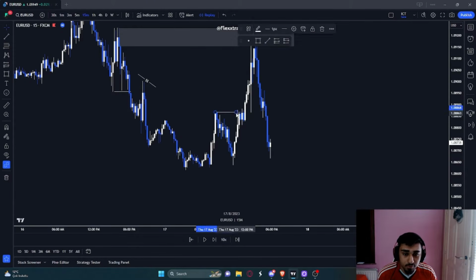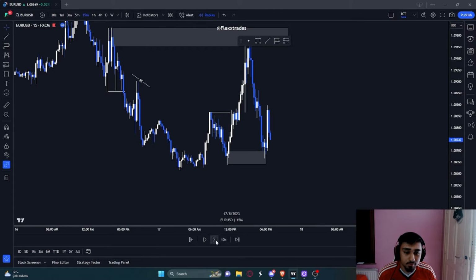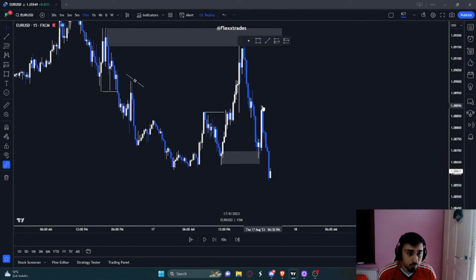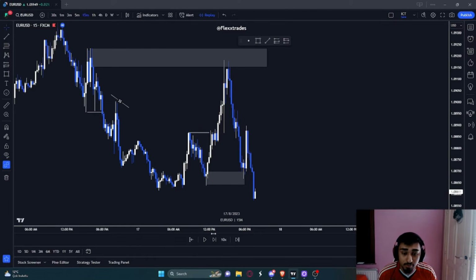We also have a break of structure to the upside with the demand zone. So we tag this demand zone. And let's see if this demand zone is valid. Beautiful. You could have easily taken that, like a 30-40 pip move. So again, another trade right there.